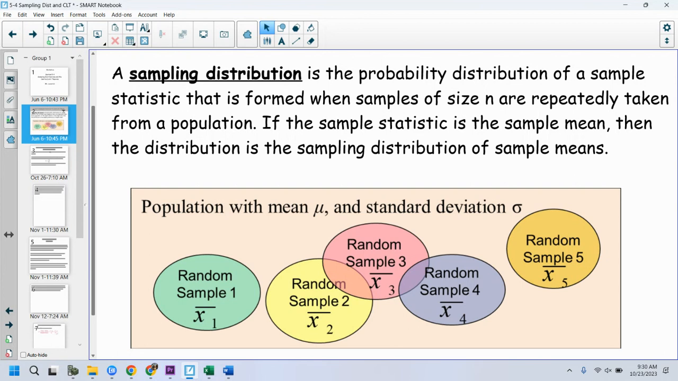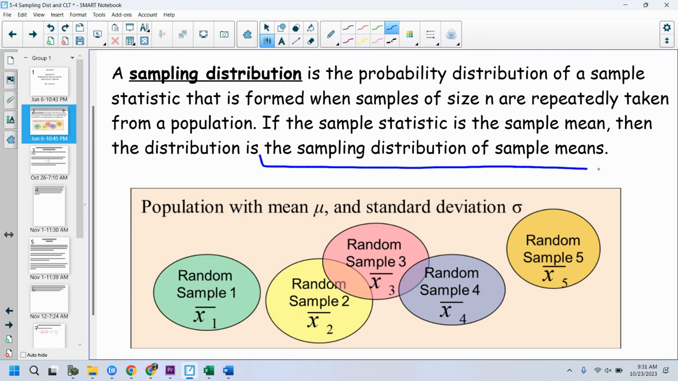If the sample statistic is the sample mean, which is what I was talking about earlier, then the distribution is the sampling distribution of sample means. That is a long term. It's a lengthy name, but it basically means taking sets of samples out of the entire population, and then taking each one of their means: the sampling distribution of sample means.